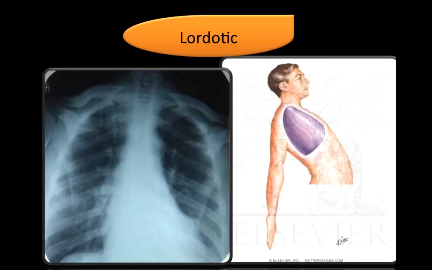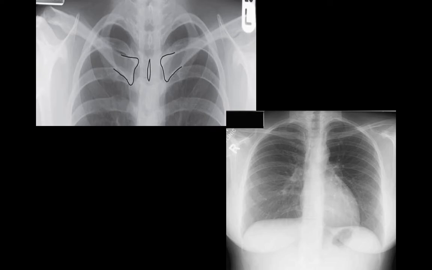Another position is the lordotic view. You see a man almost standing a bit artificially arched back. This view is performed to view the apical regions of the lungs if we suspect anything special in the apical region.